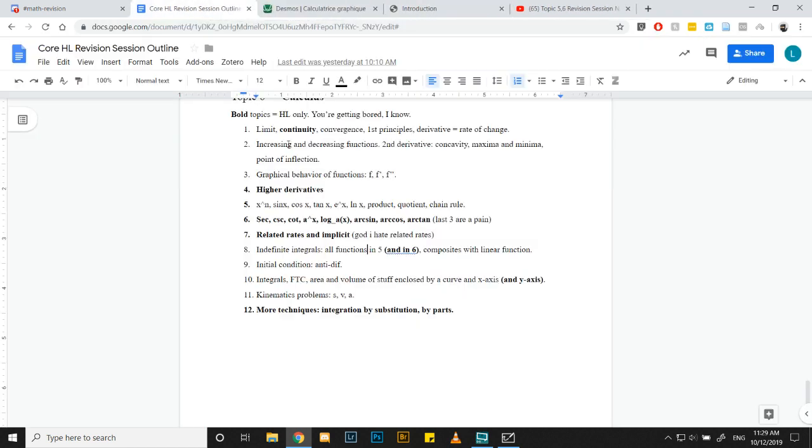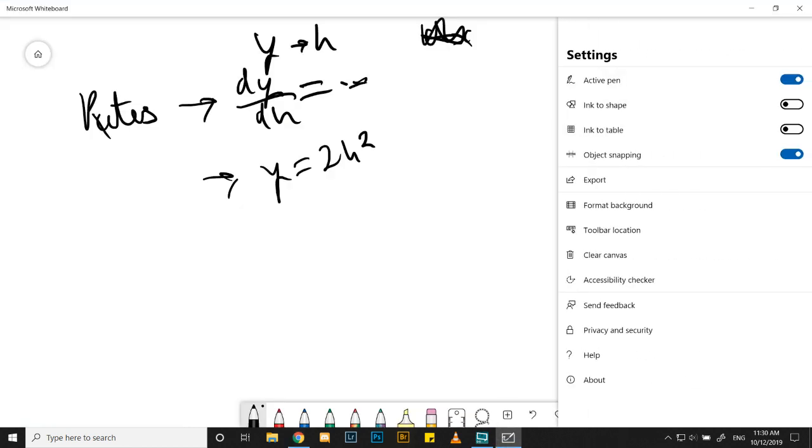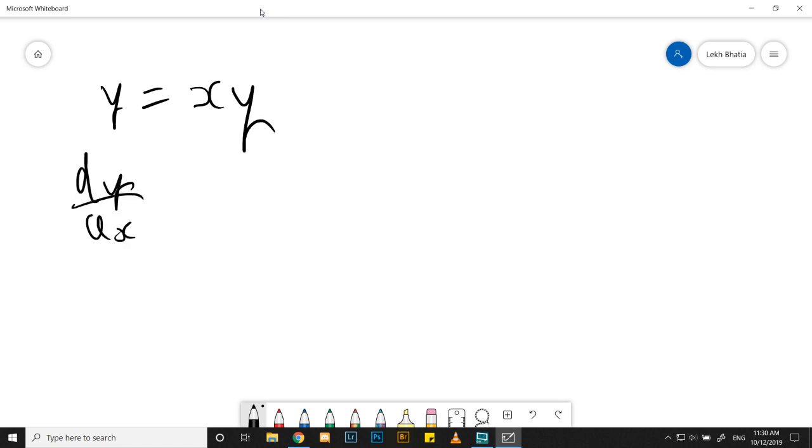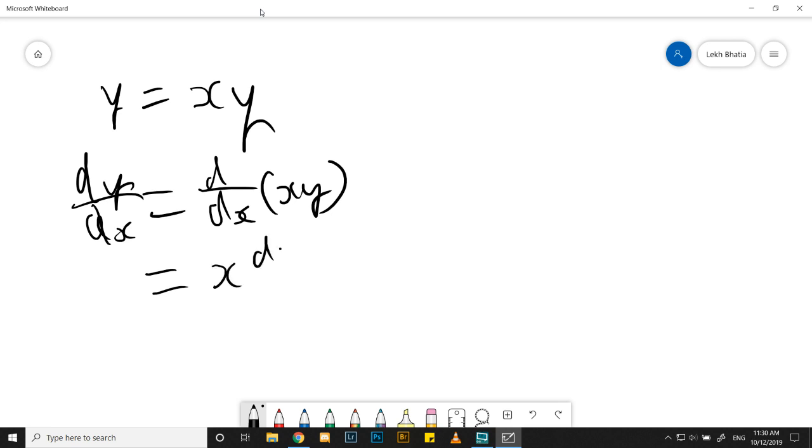So the next part is implicit. I feel like implicit is just the chain rule, but hidden really carefully. So what you would do is, if you have y is equal to say xy, right? Now obviously I know this will cancel out, but let's say we wanted to find the derivative with respect to x. So I do dy dx, and that is equal to d of dx of xy.